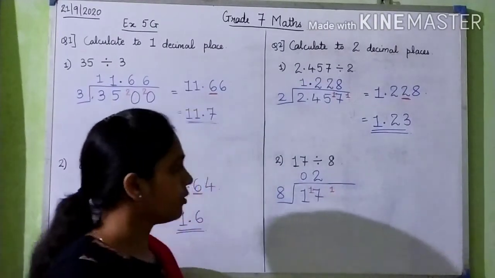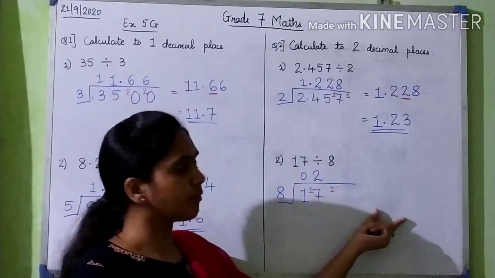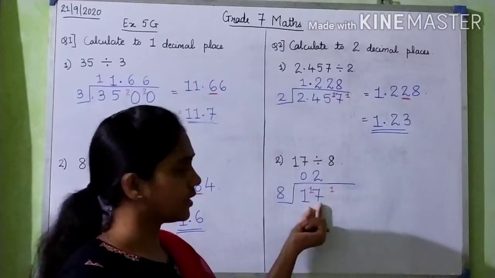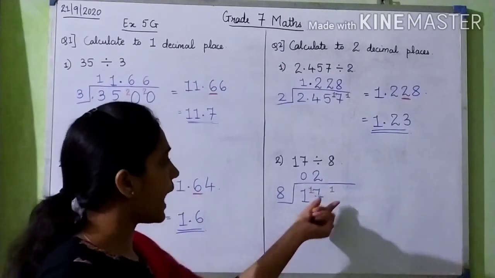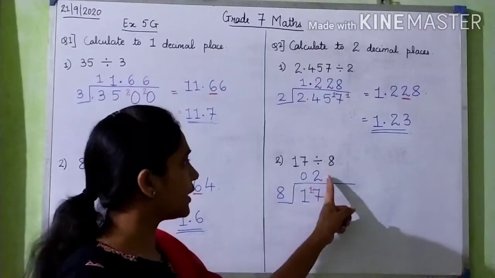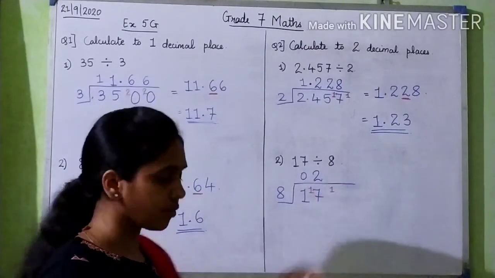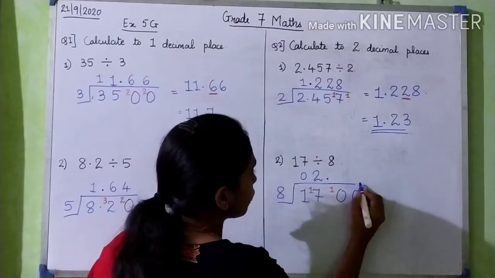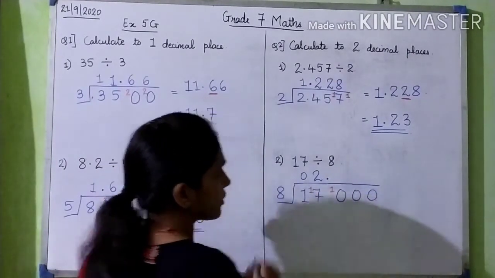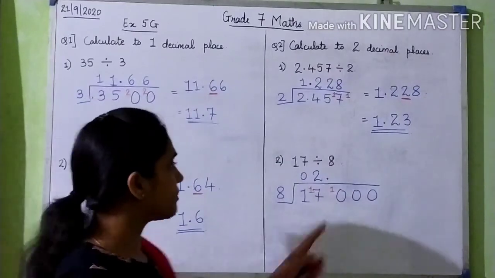Okay. Now there is no number after 7 here, right? The number is over. So we can add zeros here by putting a decimal point in the quotient. Okay. So I put a decimal point here and I add 2 zeros or I add 3 zeros. Okay. So now this becomes 10.